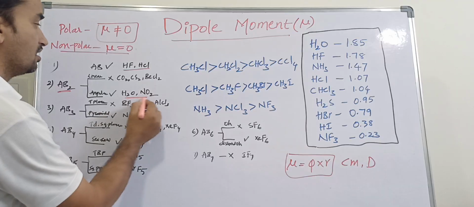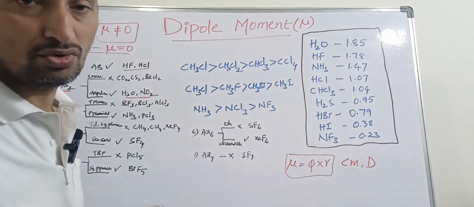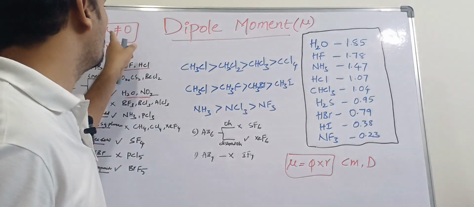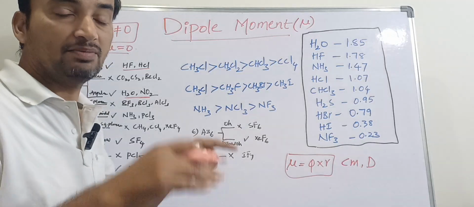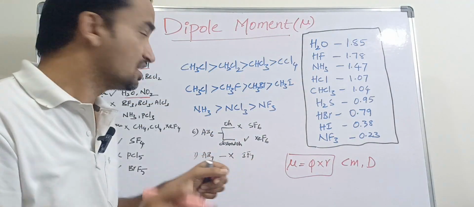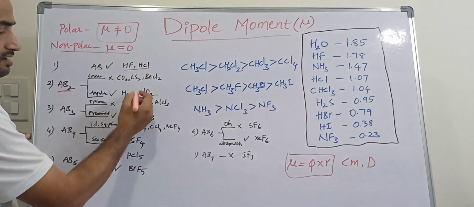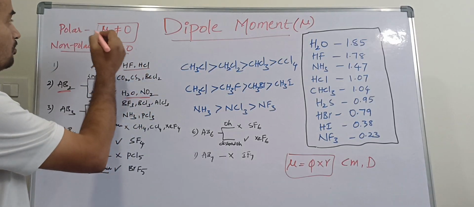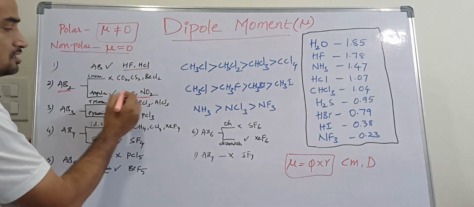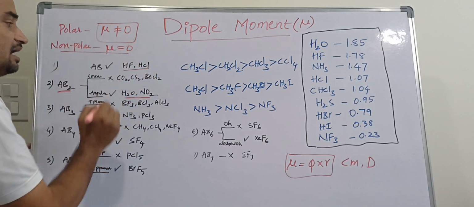Whereas angular molecules, like H2O and NO2, have mu not equal to 0. Why? Because of their bent shape. Here I'm underlining the polar molecules, so they will possess the dipole moment.